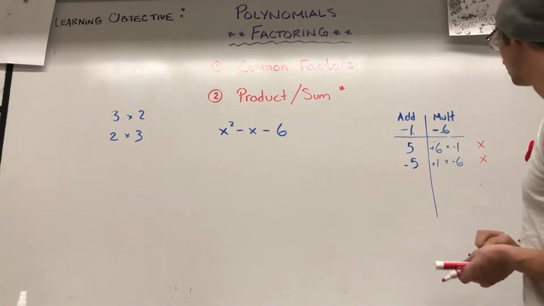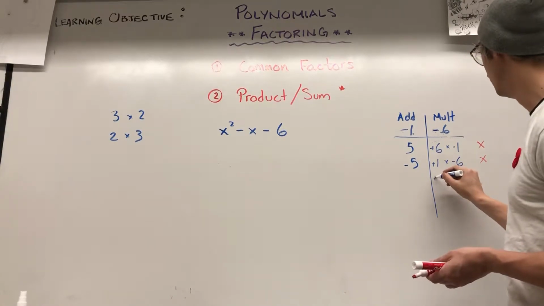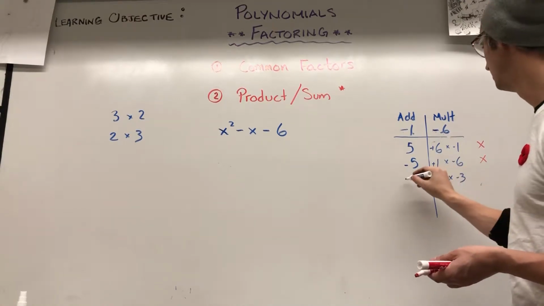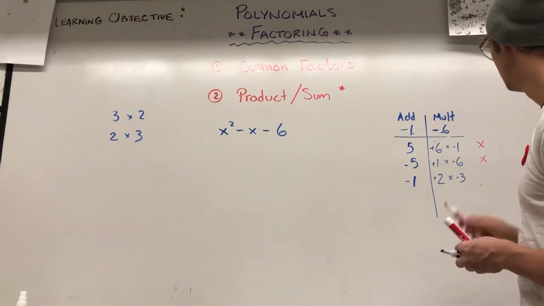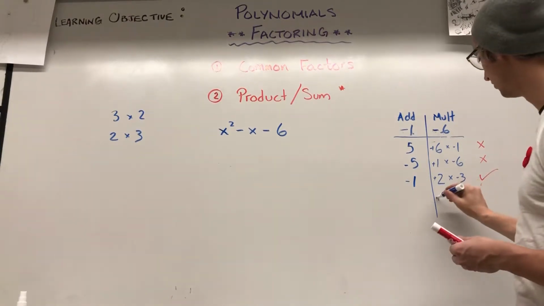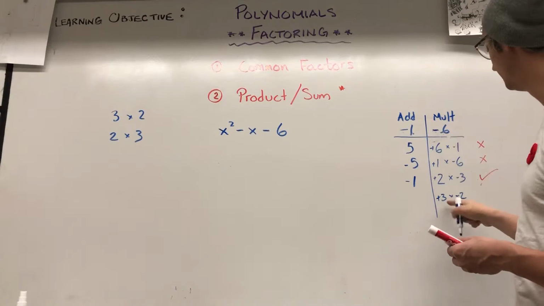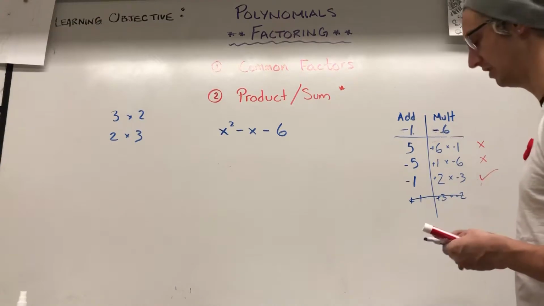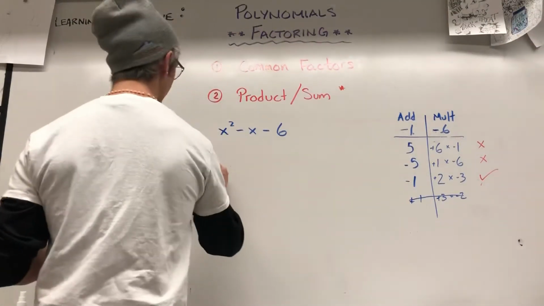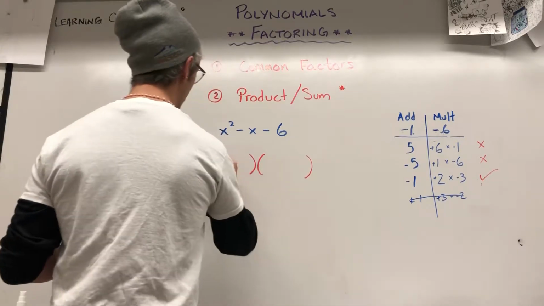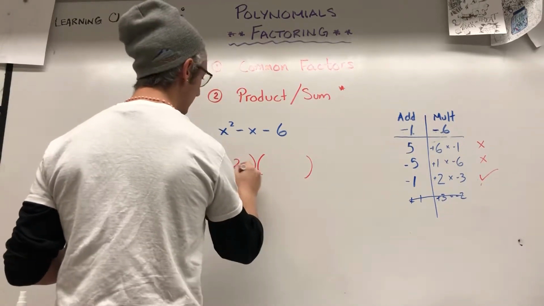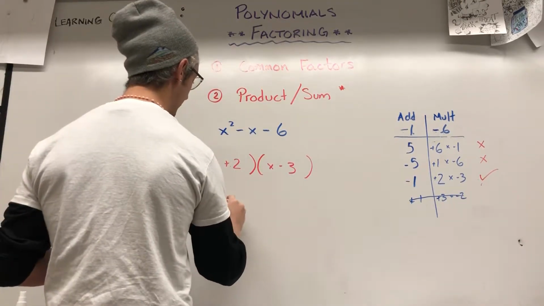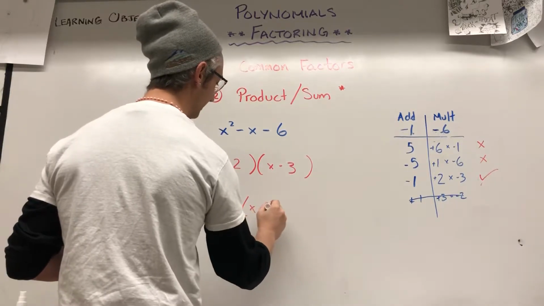Okay, well I can try positive 2 times negative 3. That'll give me negative 6. 2 minus 3 is minus 1. That's right. If I had done plus 3 times negative 2, that would have given me negative 6, but this would have given me positive 1. So this is not right. It has to be this exact scenario, plus 2 and negative 3. So if that's the case, I do this thing again, and I get x plus 2, x minus 3, or x minus 3, x plus 2, same thing.